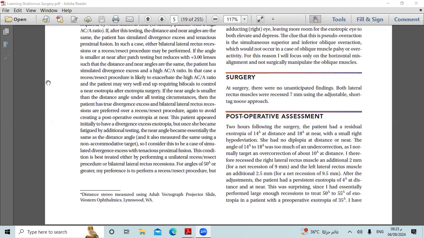The angle of 14 prism diopters to 18 prism diopters was too much of an undercorrection, as I normally target an overcorrection of about 10 prism diopters at distance. I therefore recessed the right lateral rectus muscle an additional 2 millimeters for a net recession of 9 millimeters, and the left lateral rectus muscle an additional 2.5 millimeters for a net recession of 9.5 millimeters. After the adjustments, the patient had a persistent exotropia of 4 prism diopters at distance and at near. This was surprising, since I had essentially performed large enough recessions to treat 50 to 55 prism diopters of exotropia in a patient with preoperative exotropia of 35 prism diopters.